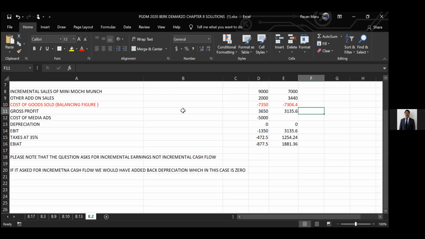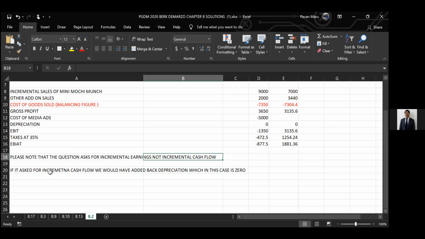ठीक है, okay. My EBIT is not your earning. My EBIT is your cash flow. अपन को incremental earning पूछा है. Your earnings are these. Net profit, your profit margin are your earnings. Make sense? So what is the question now? What are the incremental earnings associated with the advertising campaign? So ये क्वेश्चन तेरा वहीं पे खत्म हो गया था, ग्रॉस प्रॉफिट. If it asks for incremental cash flow, we would add back depreciation, which in this case is 0.